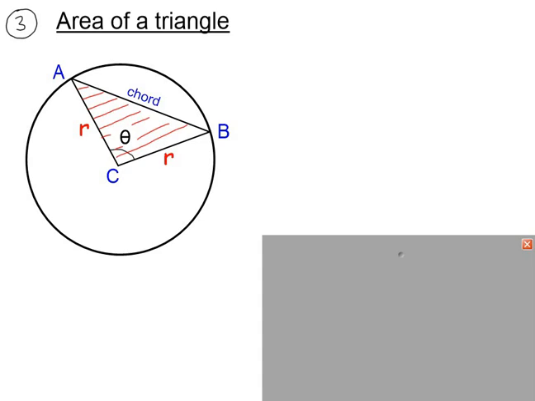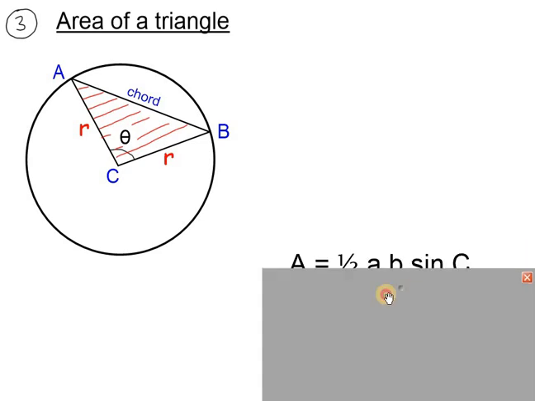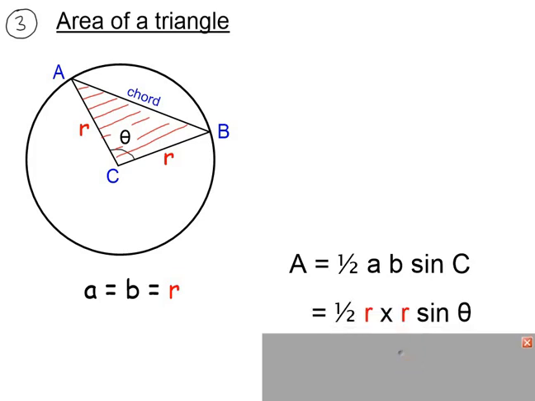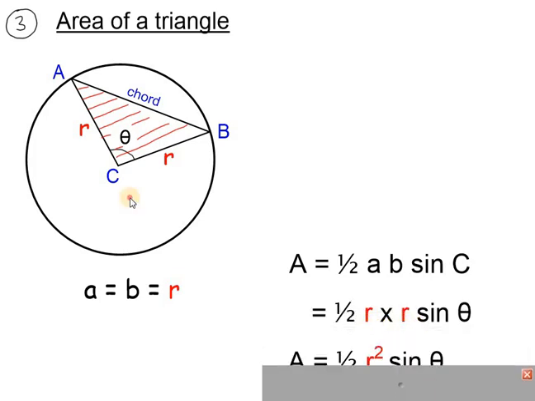The area of a triangle, half AB sine C. Now in this formula, A and B here are both equal to the radius of the circle. So we can replace the A and B with r, like this, and that's obviously r squared. So the area of the triangle is given by half r squared sine theta.